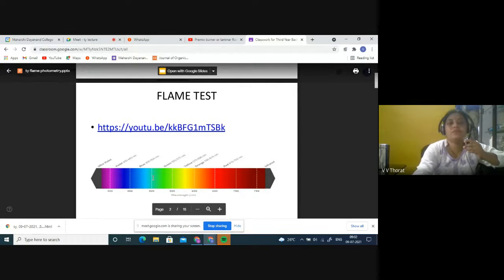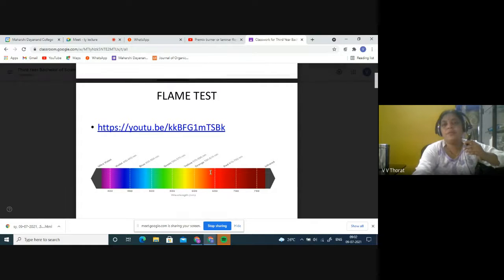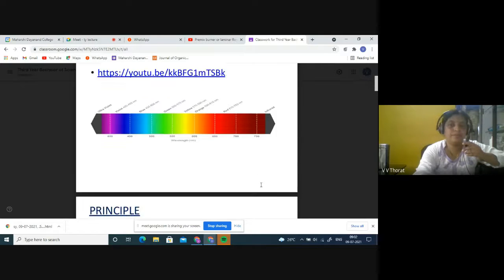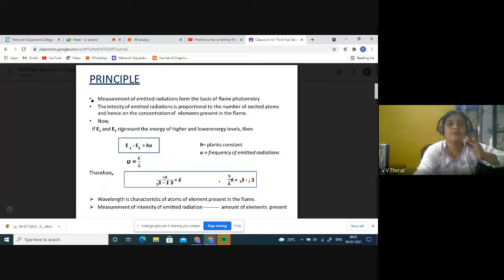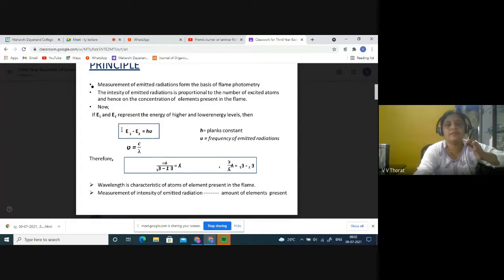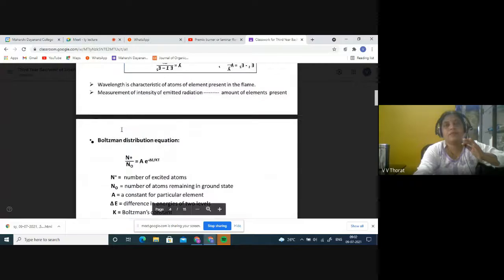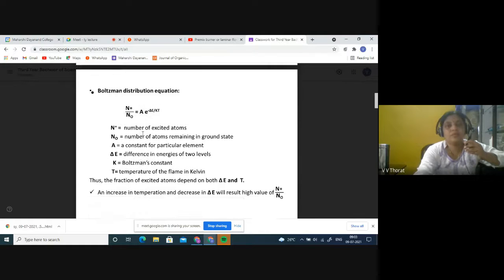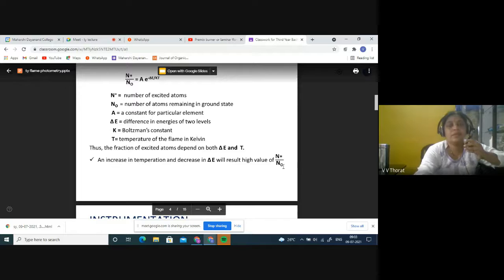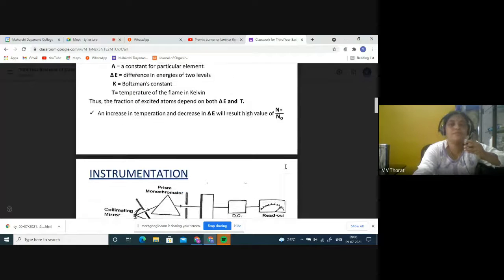This is the visible region of the spectrum which we saw: violet, indigo, blue and green, yellow, orange, red. Then we saw what the principle is. Your sample is atomized, atoms will absorb thermal energy from the flame and get excited. The excited atom will come to the ground state by emitting radiations. The fraction of excited atoms is given by the Boltzmann distribution ratio. We saw this equation, the terms, and the last line. If you write that, you will get full marks for the principle.